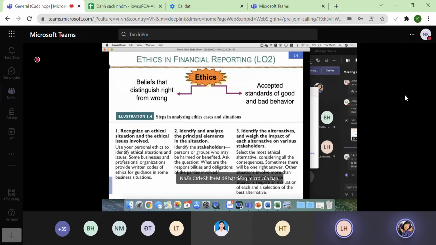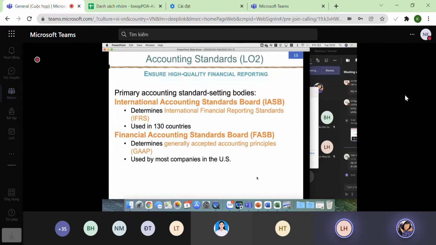When the accountant prepares financial statements, they need to consider what kind of information should be included in the financial statement. Okay. The second one is the standards, and the third one is the assumptions of accounting.